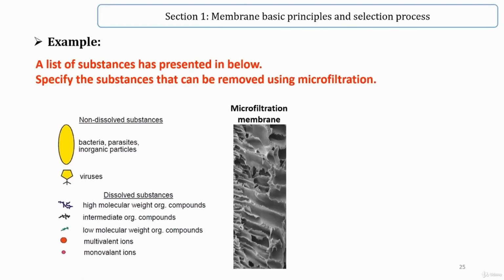For a better understanding of microfiltration in the removal of substances, an example is presented. A list of substances is presented including non-dissolved substances such as bacteria, parasites, inorganic particles, and viruses, and dissolved substances such as high and low molecular weight organic compounds, intermediate organic compounds, multivalent and monovalent ions. Now specify the substances that can be removed using microfiltration.